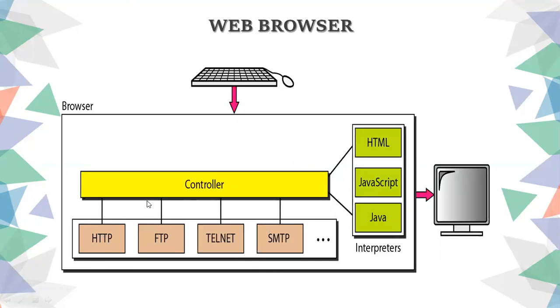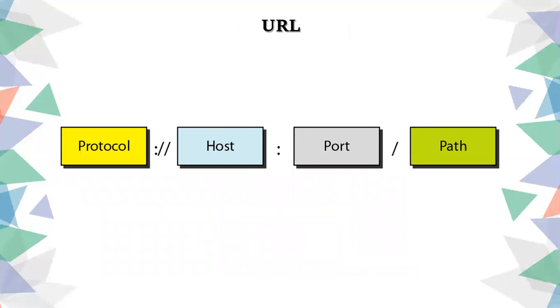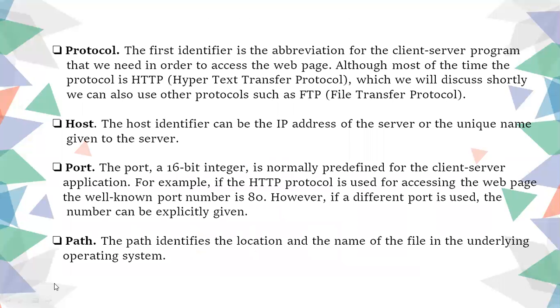So through the protocol and the web page, we ask the server, and the data will come back as a representation in HTML, hypertext markup language, JavaScript or Java. These are the interpreters between the server and the web browser. The URL is made up of the protocol, whether FTP or HTTP, then the host, which represents the IP address, and the path. The port depends upon the application, the website, or the protocol.